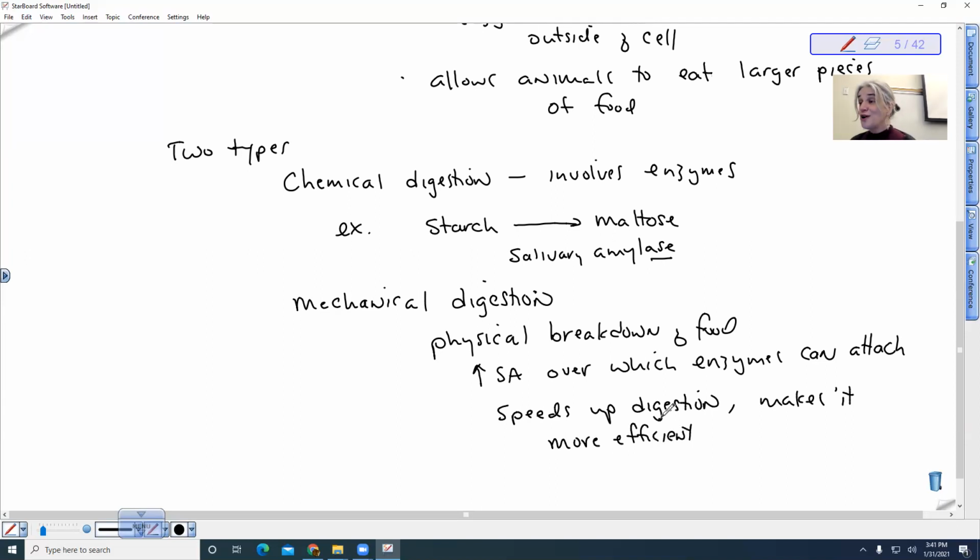If you don't chew your food well, you're not going to be able to digest it all, and it might even come out of your body not digested at all, right? So think about chewing and mechanical digestion and how important that is.